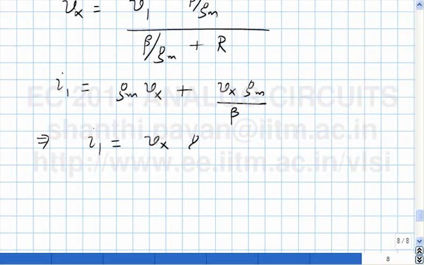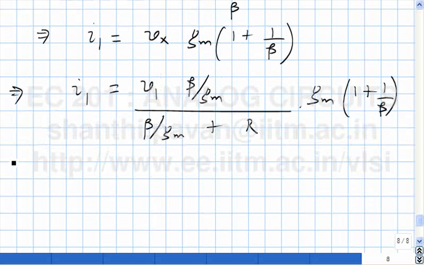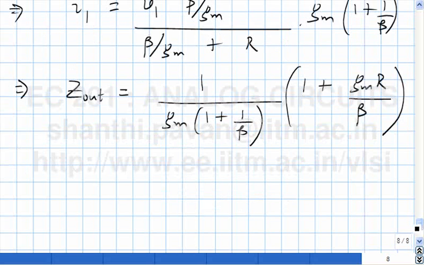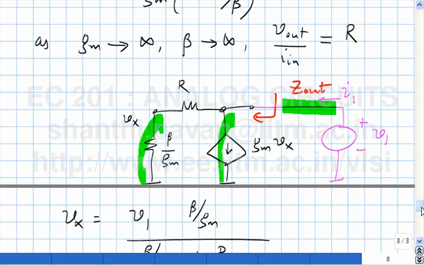Which means I1 is Vx times Gm times 1 plus 1 by beta, and Vx itself is V1 times beta by Gm divided by beta by Gm plus R. This times Gm times 1 plus 1 by beta is the I1 by V1, which means that the output impedance Z out is the reciprocal of this, which happens to be 1 plus GmR divided by Gm times 1 plus 1 by beta. The important thing to note is that as beta tends to infinity, Z out tends to 1 over Gm. And why does that make sense physically? Look at this diagram and tell me.